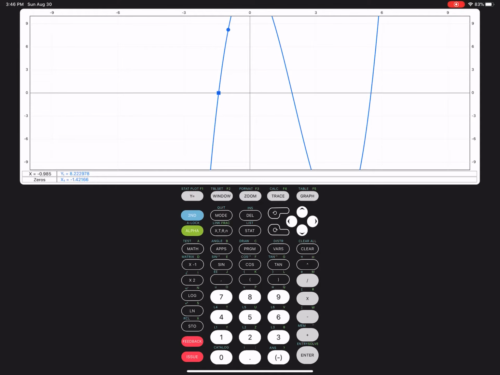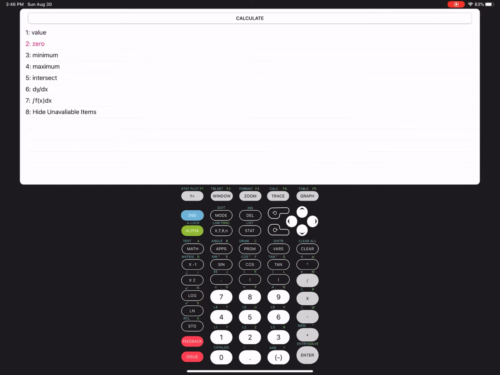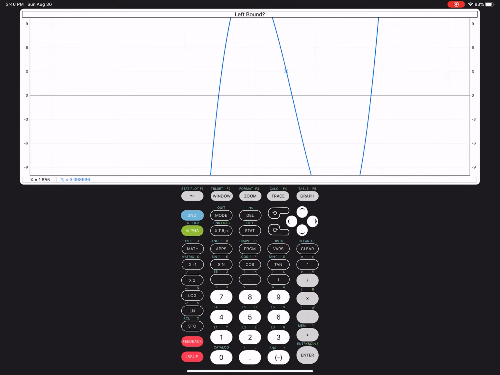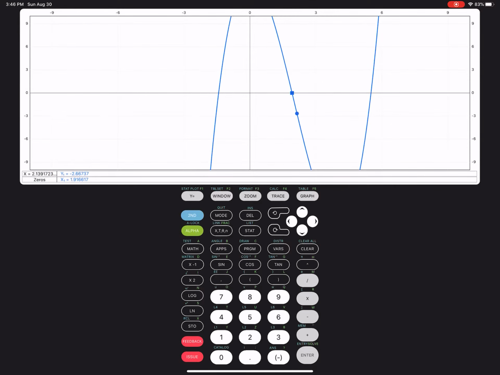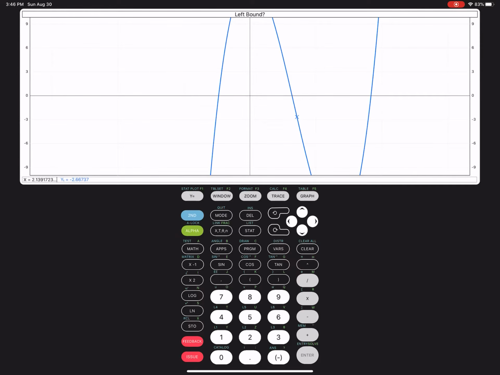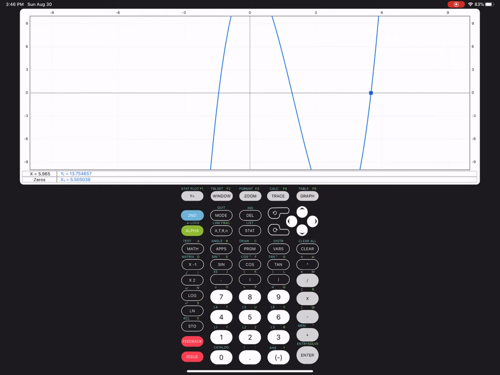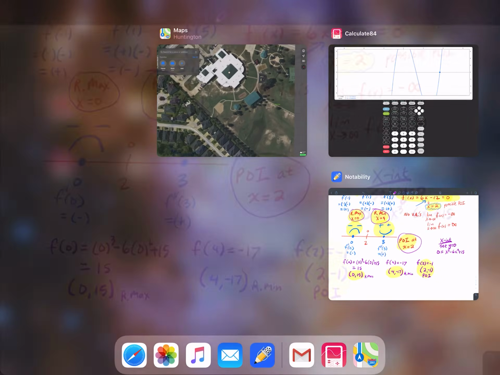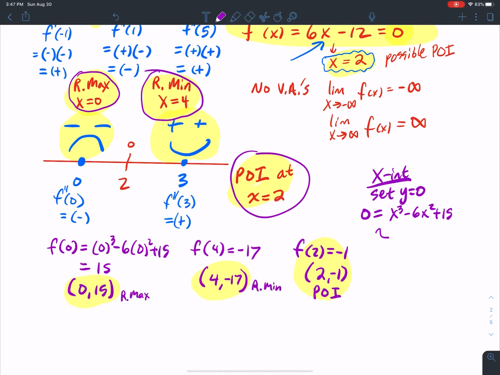Okay, I need to do it again. Second calc, 0. I'm going to go on the left bound and the right bound, and I get 1.9. And then I do it one last time. Second calc, 0, left bound, and then right bound, and I get 5.5. So my x values, it's okay if you approximate here to 1 decimal. Whatever I tell you how many decimals to approximate, you just do that.